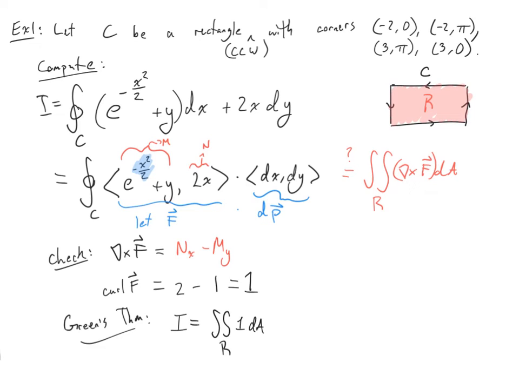So the scalar curl was a much easier integrand to deal with than this vector field that we started with. So our conclusion should be that when I take the integral of 1 dA, I just get the area of R. And so I go back up to my original problem, and my coordinates here: this is minus 2, 0. This is the point 3, comma 0. This one up here is minus 2, pi, and this is 3, comma pi. And so the height of this rectangle is pi, and the width is 5. So this is 5 pi.